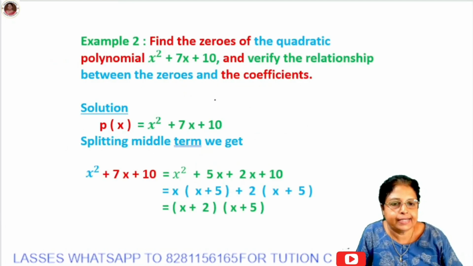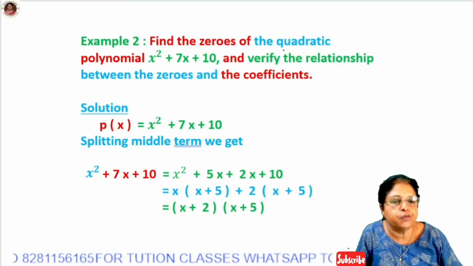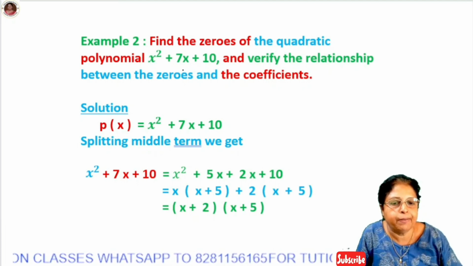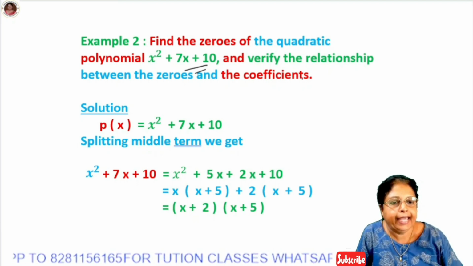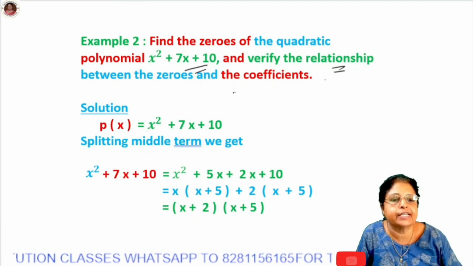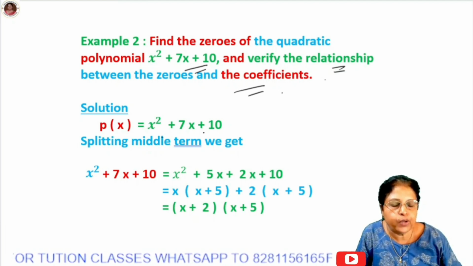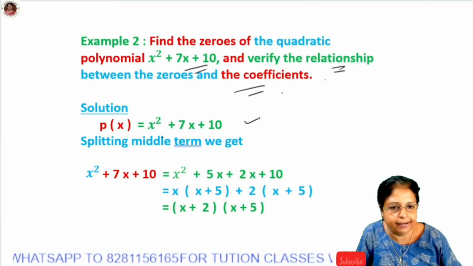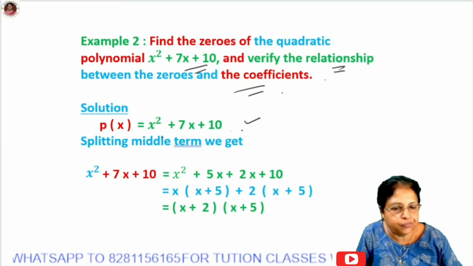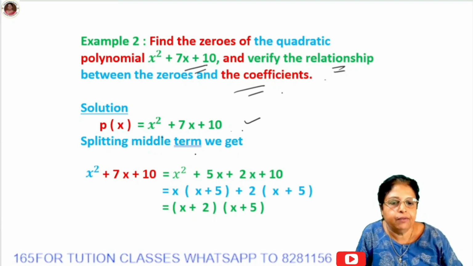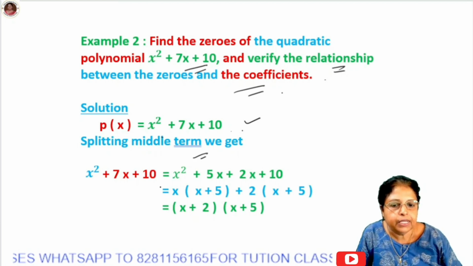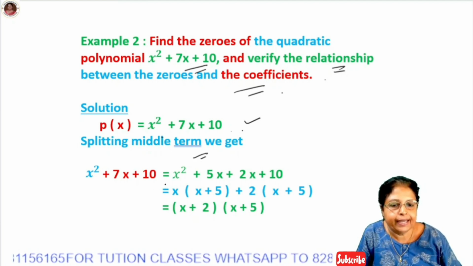Then consider the next example. Find the zeros of the quadratic polynomial x squared plus 7x plus 10 and verify the relationship between the zeros and the coefficients. Here p of x equals x squared plus 7x plus 10. We want to find the zeros of this polynomial. For that we have to split the middle term. So we can split like this and continue.